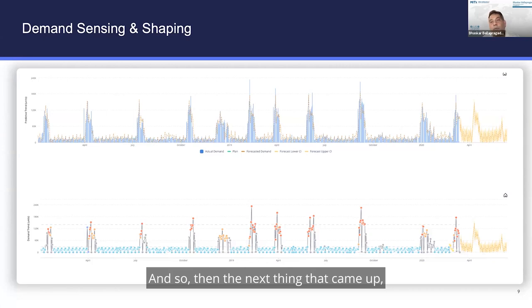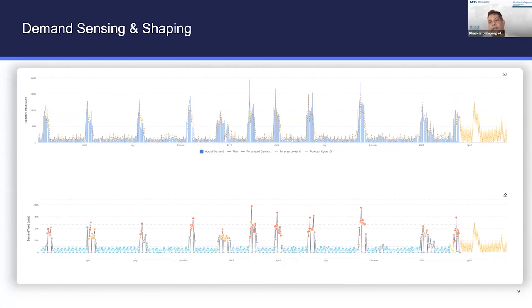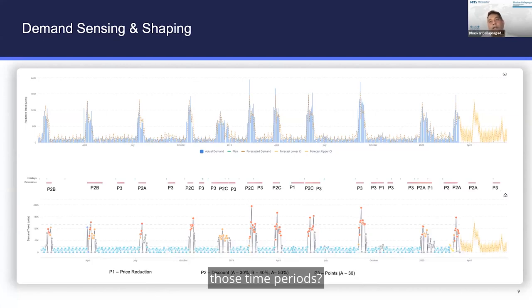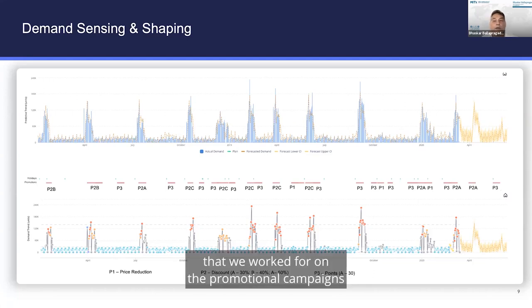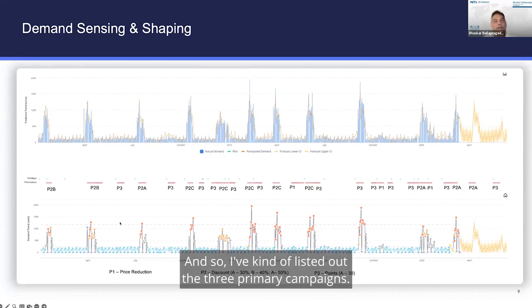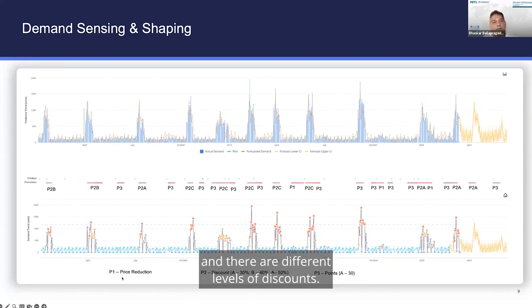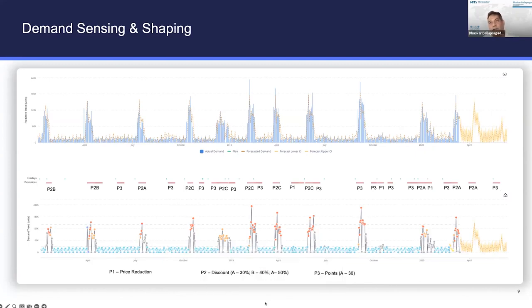And so then the next thing that came up was, what is it that is affecting the spikes in the demand during those time periods? Luckily, we had information from the company that we worked for on the promotional campaigns that they were running. And so I've listed out the three primary campaigns. One of them was price reduction. The second one was offering discounts, and they had different levels of discounts. And the third one was just offering loyalty points when somebody bought items.